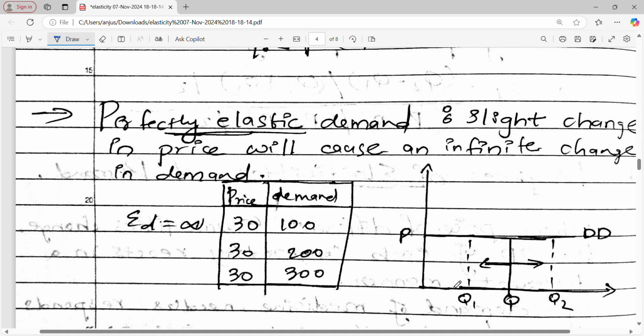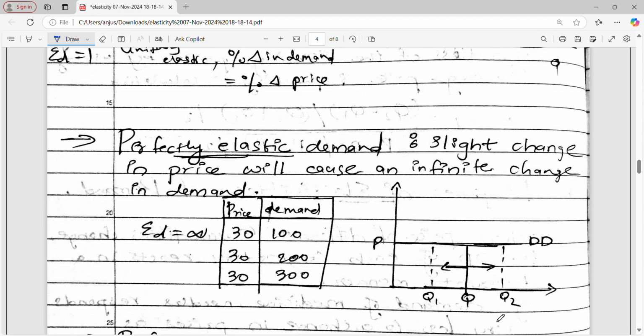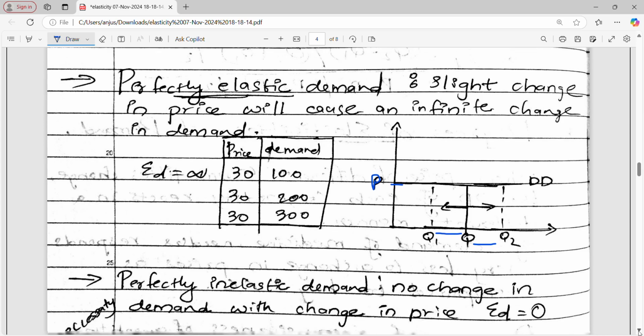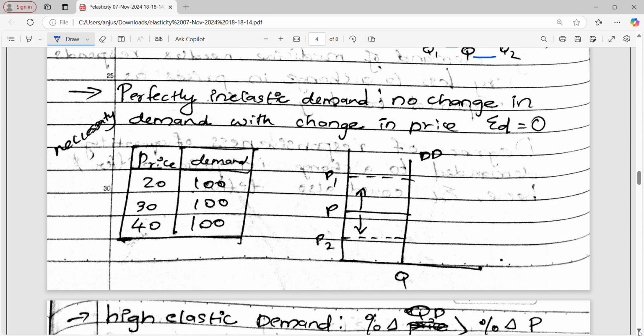Let's go through it in a little more detail. The first one is perfectly elastic demand. A slight change in price will cause an infinite change in demand. That is, even if the price is 30, 30, 30, the price stays here itself, but the demand may change, it may decrease or it may increase, anything can happen with the demand. Price will be the same.